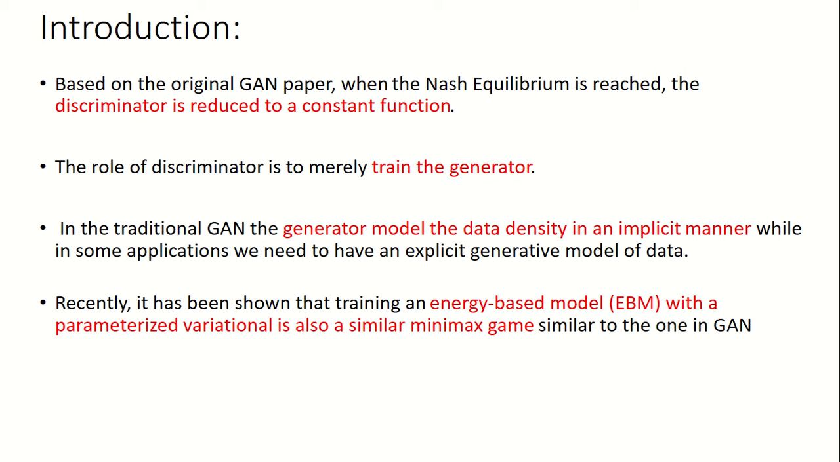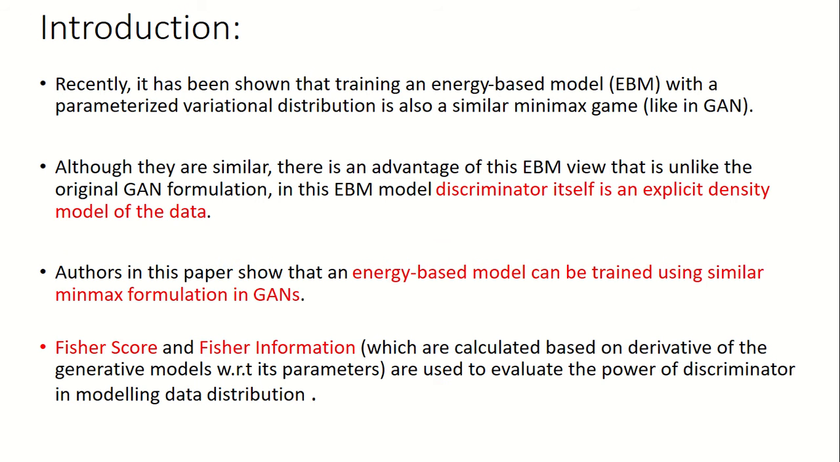Recently it has been shown that training an energy-based model with parameterized variational is also a similar min-max game, similar to the one in GAN. So this is interesting. But although they are similar, there is a significant advantage of this energy-based view of GAN, and that is, unlike traditional GAN formulation, in energy-based model, the discriminator itself is an explicit model of data distribution. So authors in this paper show that energy-based model can be trained using a similar min-max formulation as in GANs.